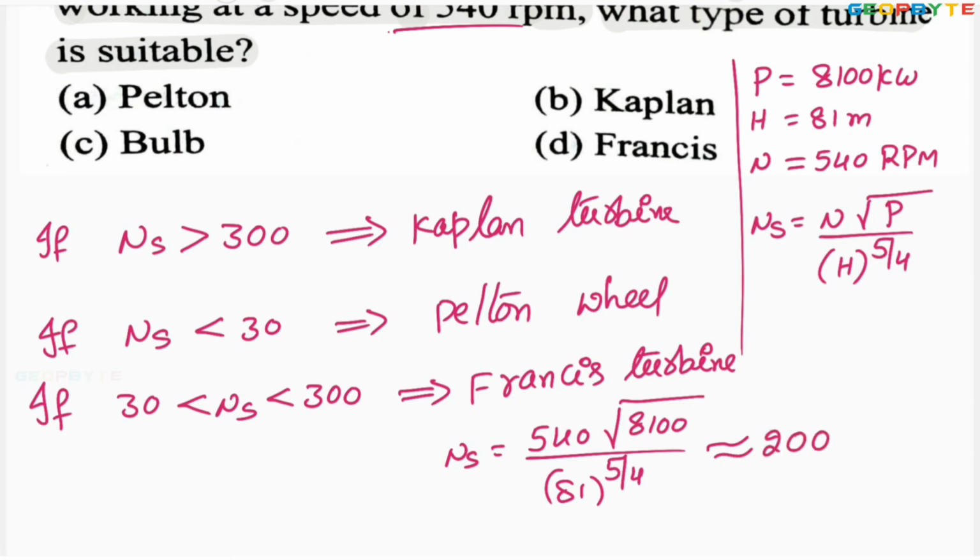Since you got the specific speed 200, 200 is in the range between 30 and 300. Between 30 and 300, the selected turbine should be Francis turbine. Therefore, you can select the option D, that is Francis turbine. Francis turbine specific speed range is 30 to 300. Since the specific speed is 200, which is in between 30 and 300, therefore I selected the Francis turbine. I hope you got my point.